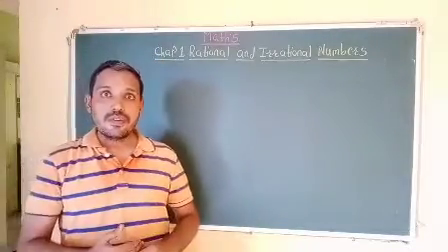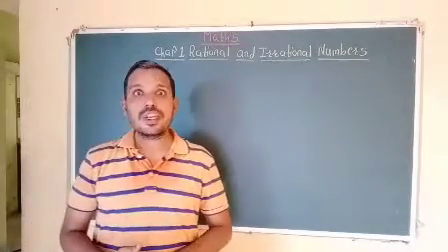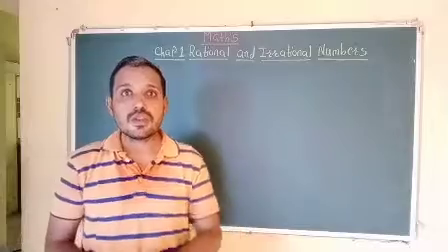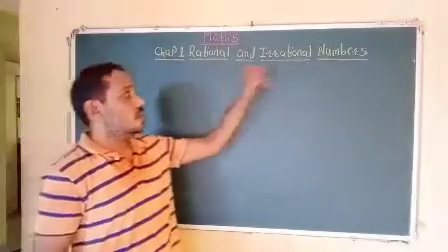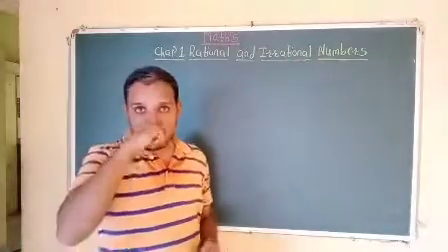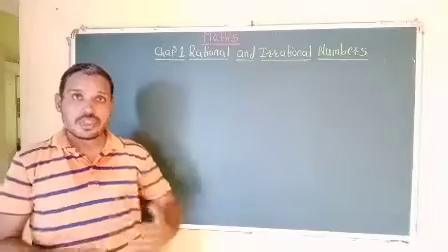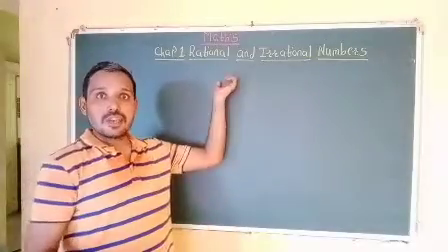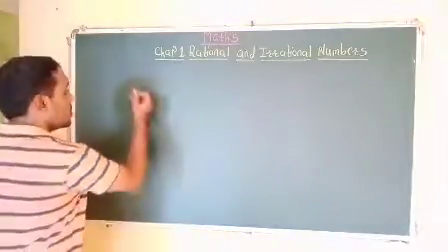Today, in the 8th standard, we are going to start the first chapter, which is rational and irrational numbers. So, the first question is: what is a rational number? What is meant by a rational number?